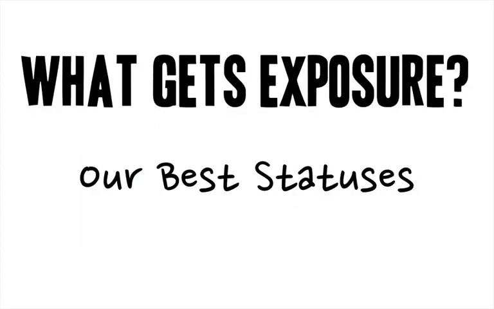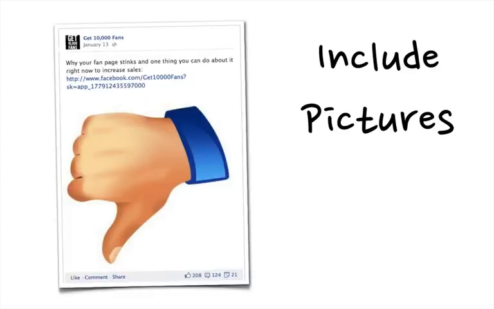Here's an example of some of our best status updates that we've had from Get 10K, from Train Baseball, and some of our other fan pages. The first rule you want to have with status updates is include pictures. So here's a status update with a picture. The status update says why your fan page stinks and one thing you can do right now to increase sales. And that has a link back to one of our custom tabs.